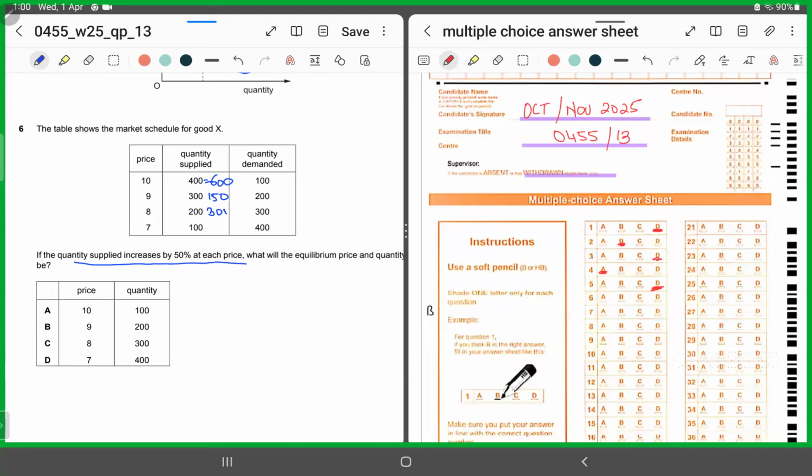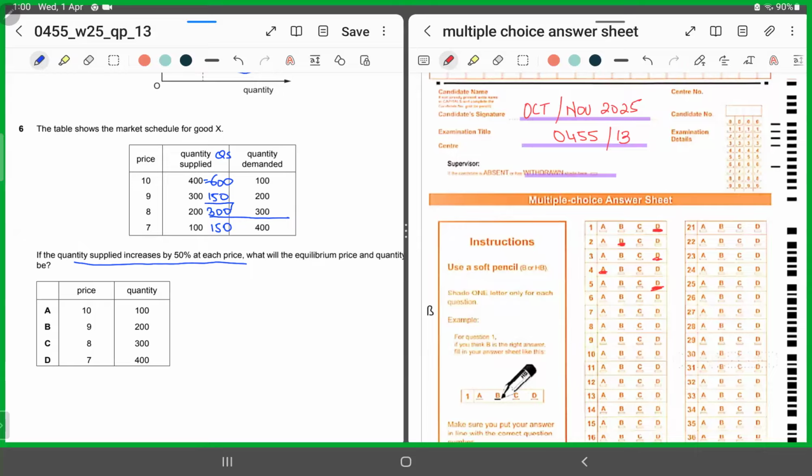Now, you have to determine the equilibrium point. Equilibrium point is where quantity supplied is equal to quantity demanded. Because the new quantity supplied is this, the one which I have written. So the new quantity supplied is 300. Quantity demanded was already 300. So we've determined the equilibrium position, which means the price is 8. And that's option C. So for MCQ number 6, we'll shade in C as the correct answer.